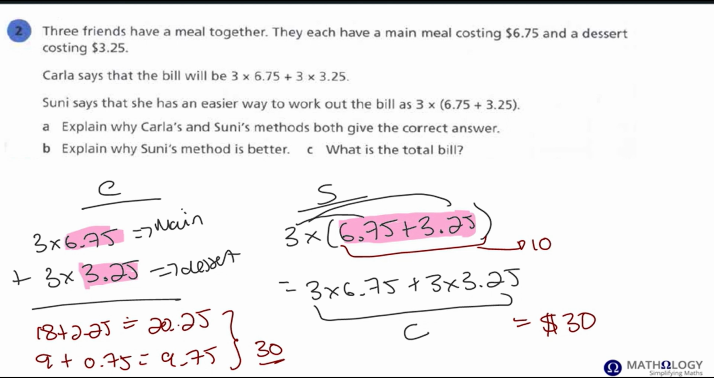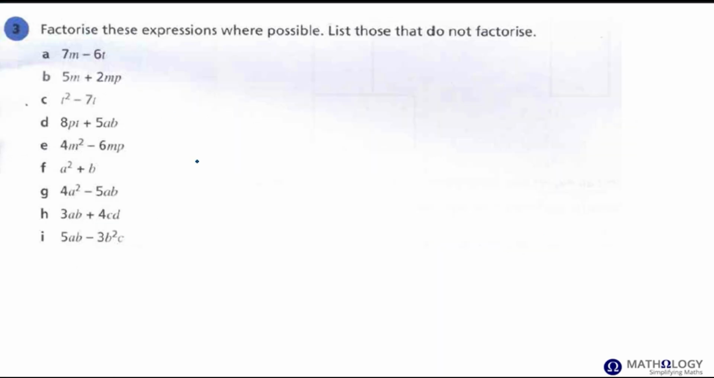It's far easier to add the decimals first and then multiply by 3. That's why Suni's method is better. So the total bill is $30. I'm going to leave question 3 for you to do as an exercise because it's very similar to question 1. I am, however, going to just start with F.